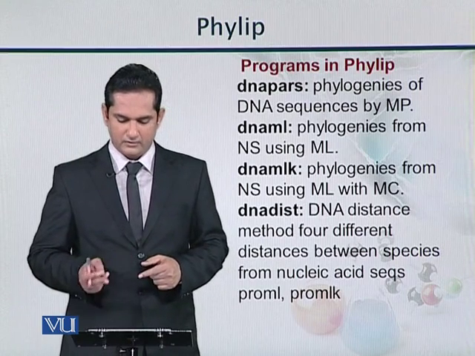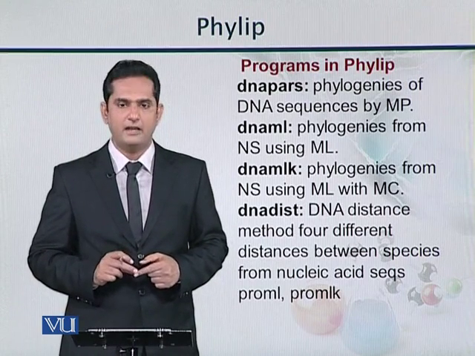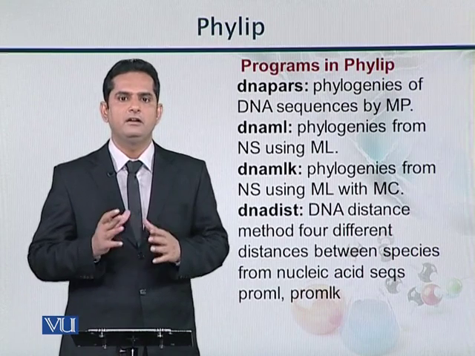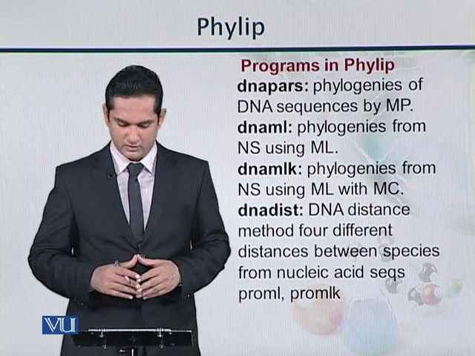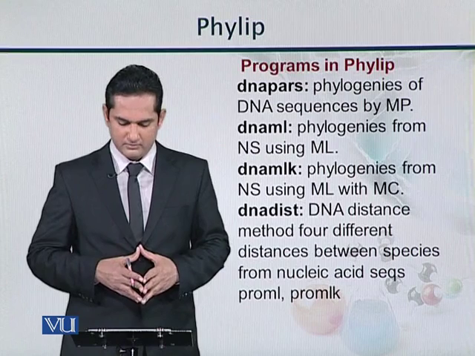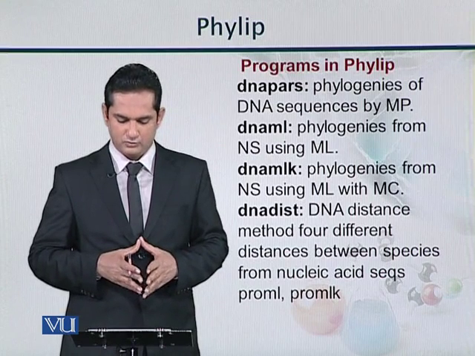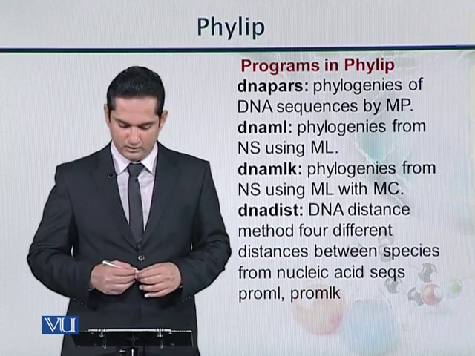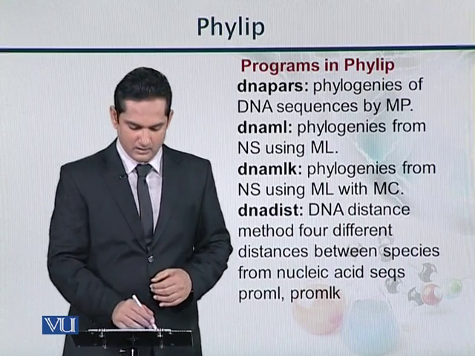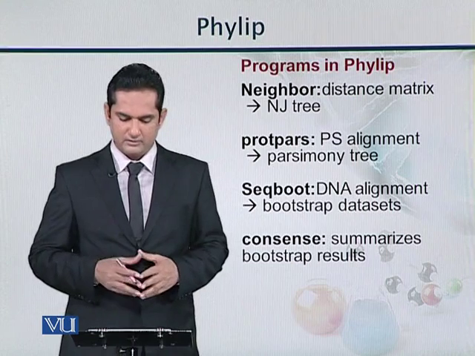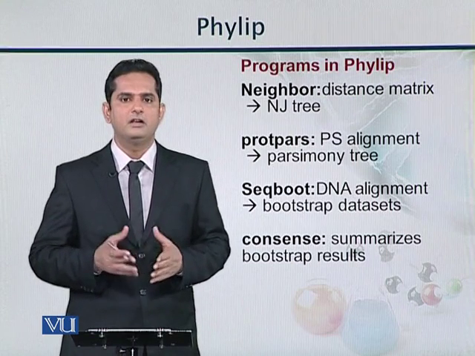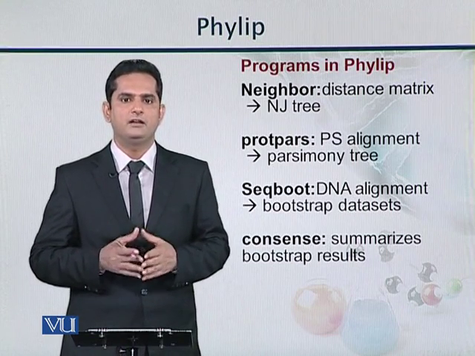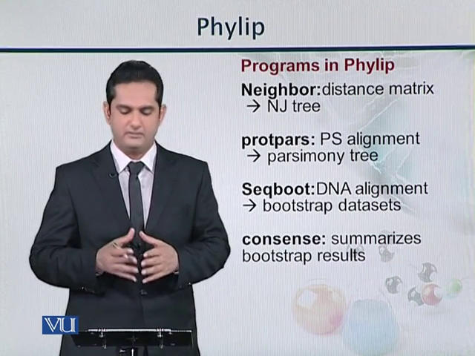DNAMLK gives phylogenies from nucleotide sequences using maximum likelihood. The only addition is that it will have a constrained molecular clock. And then we have DNADIST, the DNA distance matrix. DNADIST is used to calculate the distance between different sequences using 4 different distance measures. And similarly, we have some other methods such as Neighbor. Neighbor is used for finding the neighbor-joining tree between different provided sequences.